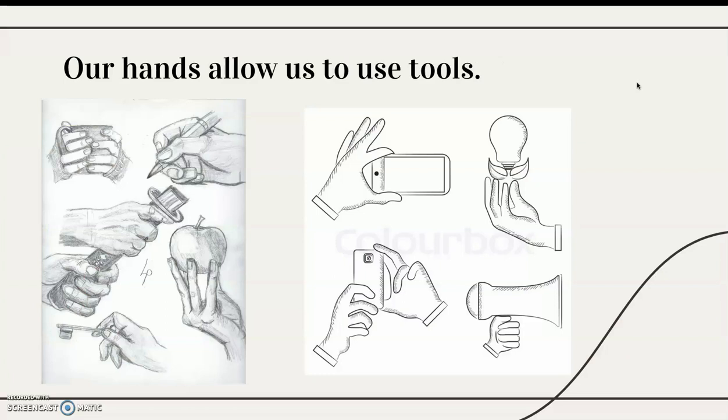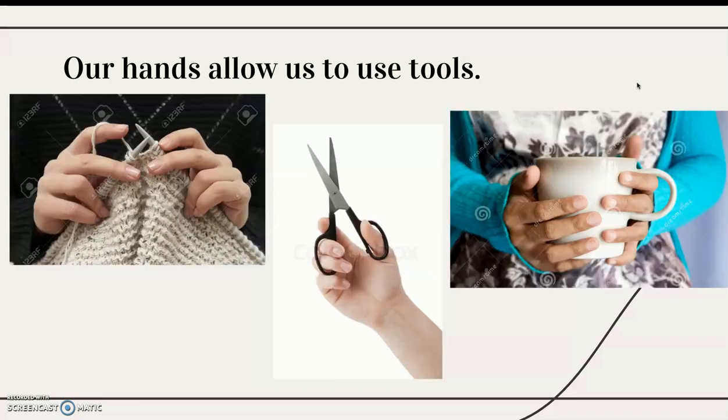Our hands allow us to use all different types of tools. That's because our fingers can manipulate in various ways in order to hold all different types of tools, all different forms. And you can see our fingers, right?